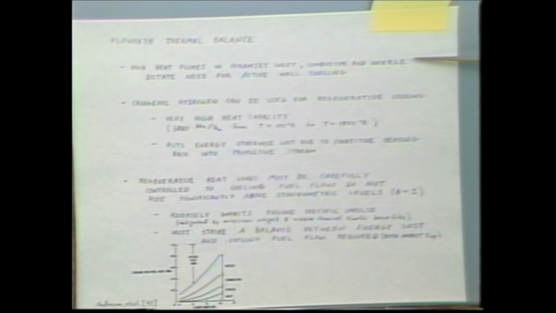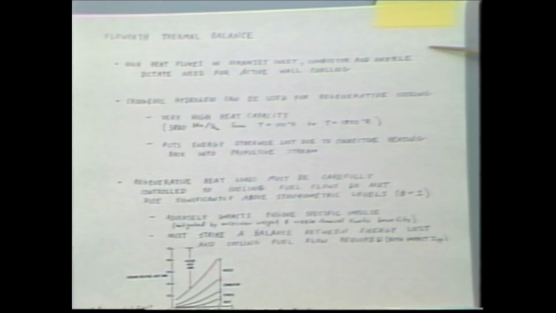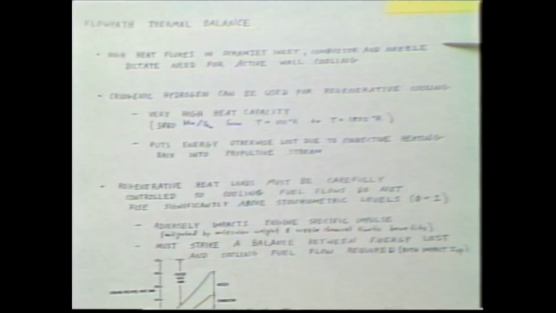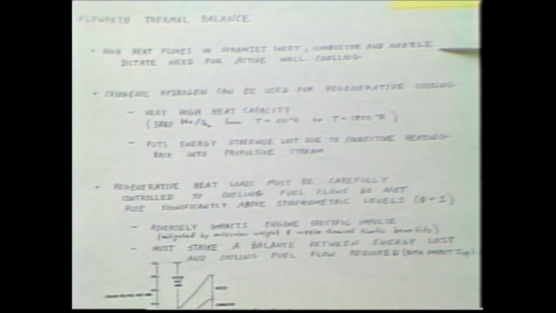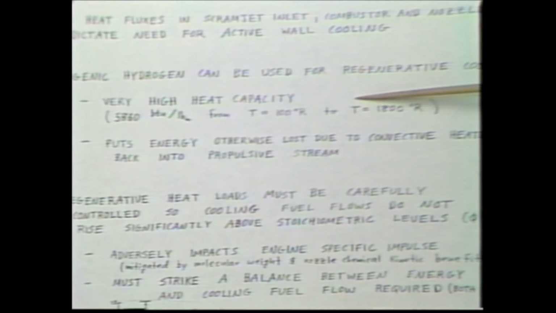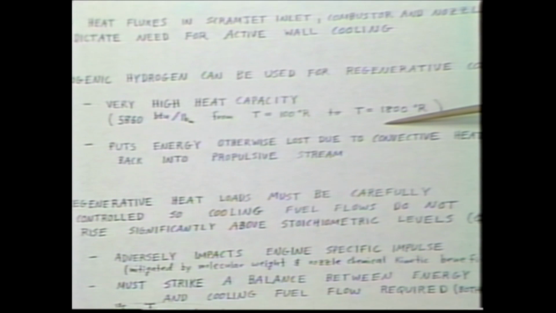Probably one of the key issues, and I would take this to heart in the flow path, is thermal balance, or balancing the heat transfer to the skin with cooling requirements. High heat fluxes do exist in the scramjet inlet, combustor, and nozzle, and typically dictate the need for actively cooling the walls using your cold fuel to do so. Hydrogen does have a tremendous heat capacity, so it's very good for doing that. Plus, if you put the energy into the fuel, you get that energy back. That's what regenerative means. That energy you'll get back into your propulsive stream and contribute to thrust.